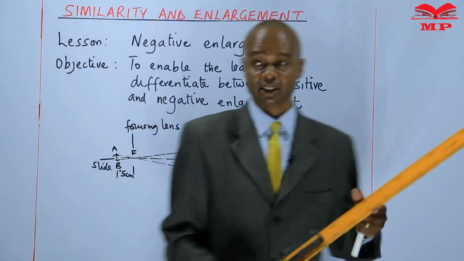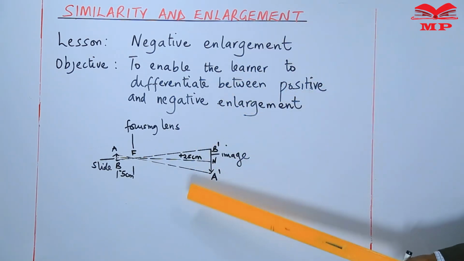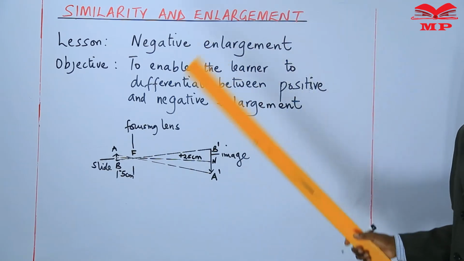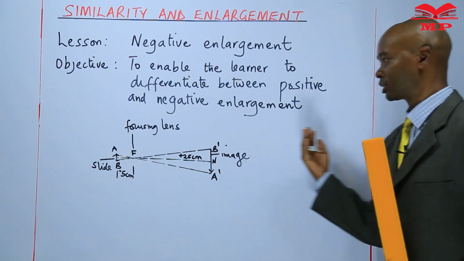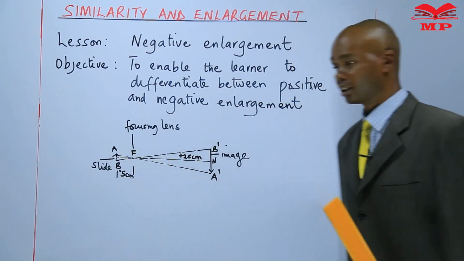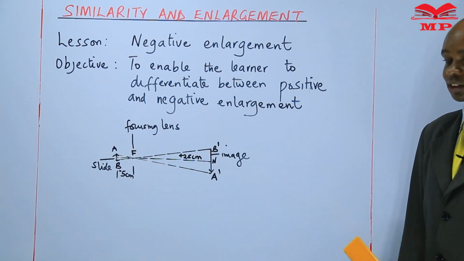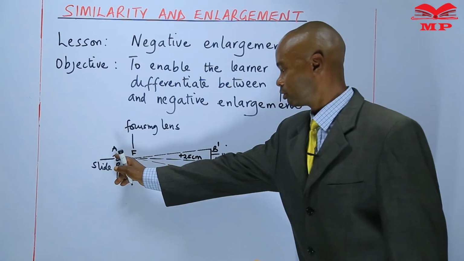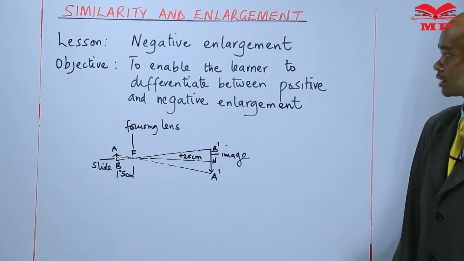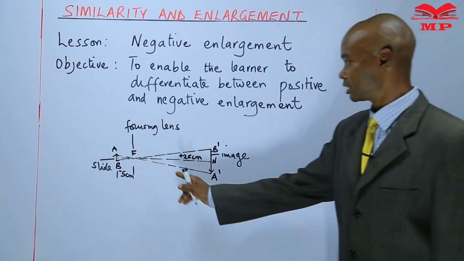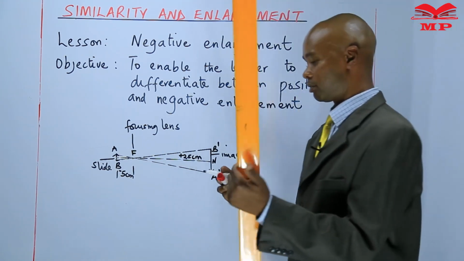So there are striking differences we are noticing from what we had in positive enlargement. In negative enlargement, the enlargement takes place on different sides of the center of enlargement. The focusing length is taken to be the center of enlargement. The distance from the object to the focal point or the focusing lens point is the negative distance.